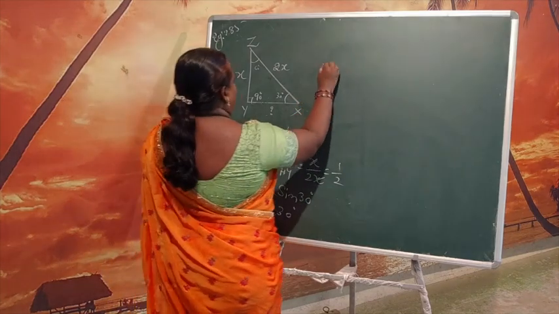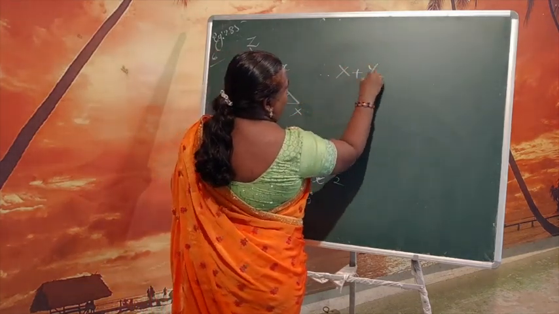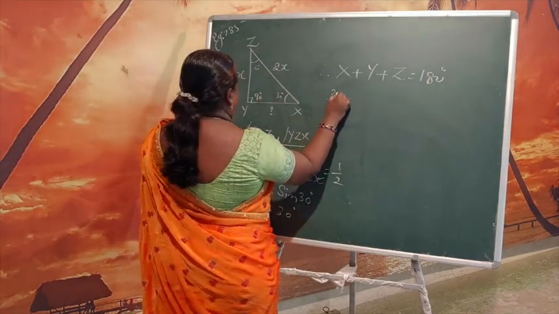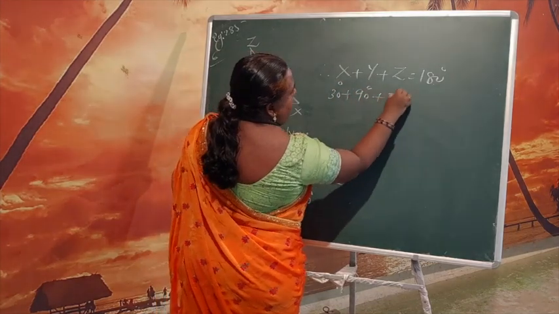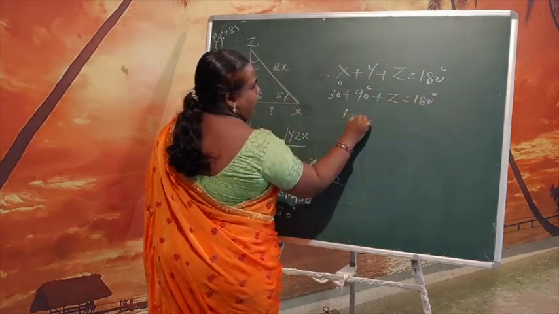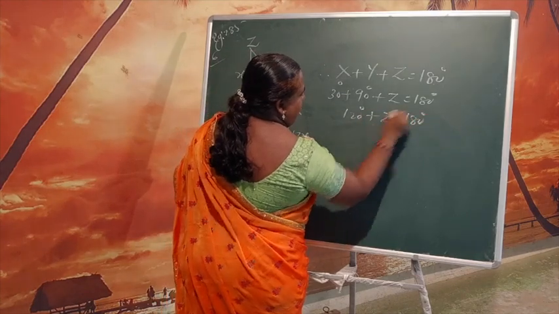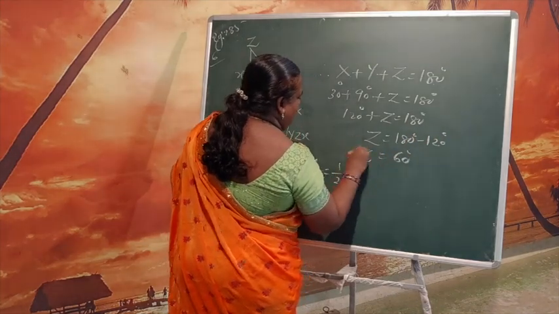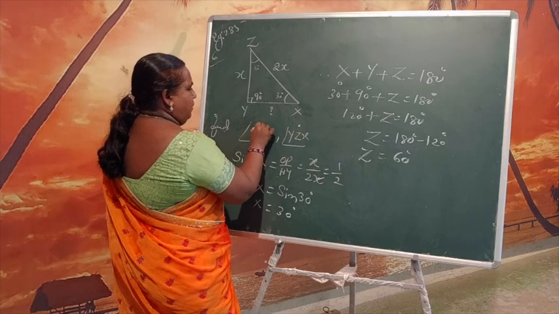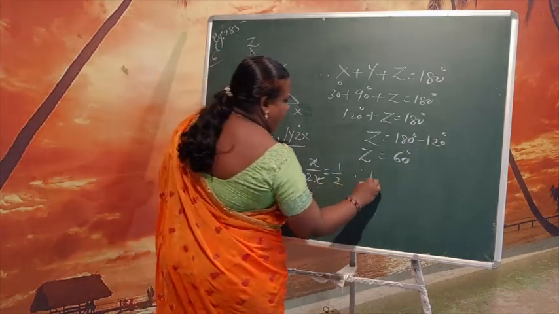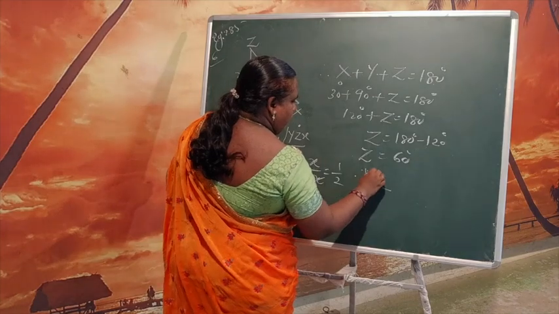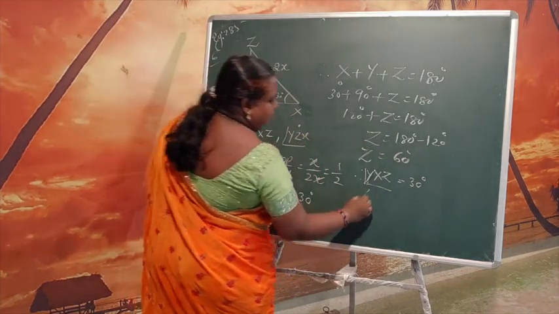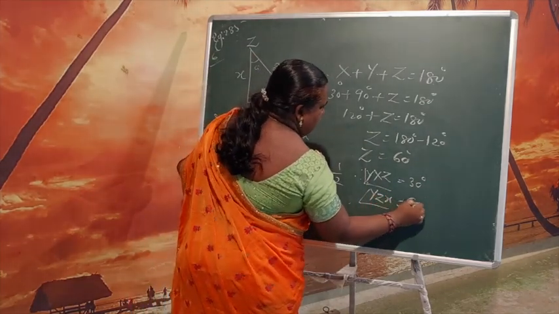So according to the interior angle property, angle X plus angle Y plus angle Z is equal to 180 degrees, and X is 30 degrees and Y is 90 degrees. So the Z value you can find easily from this equation. 120 plus Z is equal to 180. So Z is equal to 180 minus 120, that is 60 degrees. So angle YXZ is equal to 30 degrees. Angle YZX is equal to 60 degrees.